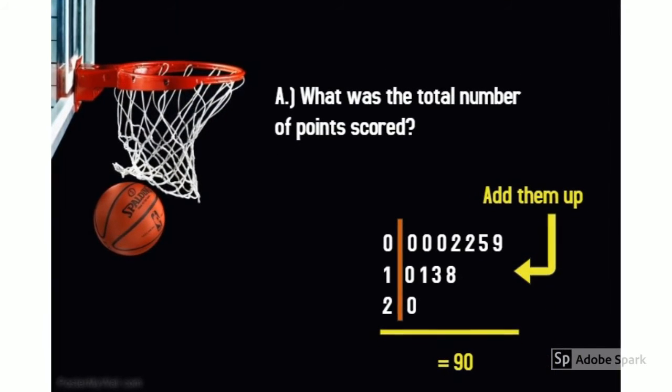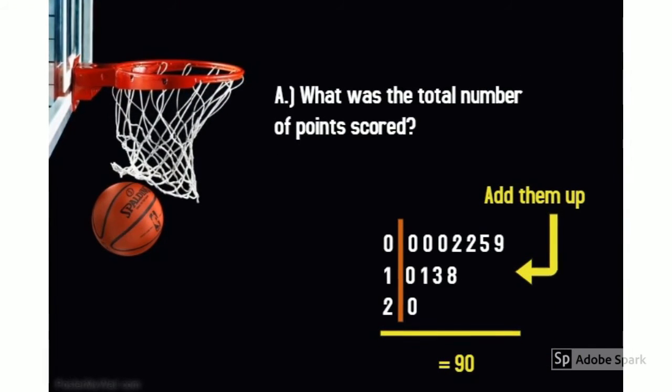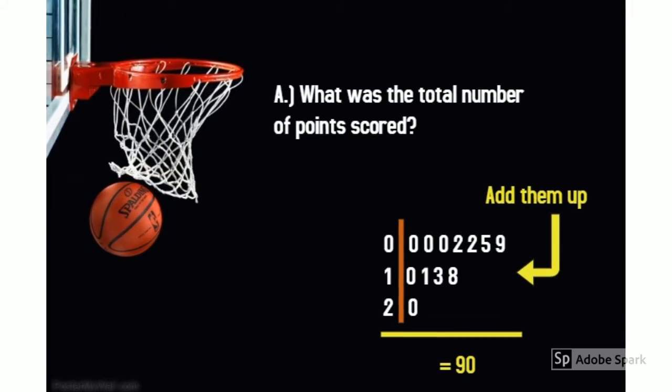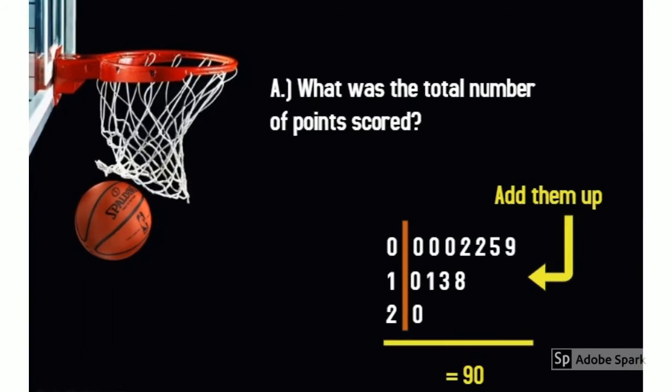Now that we have an organized stem plot, we're able to answer the first question, which is simply just adding up all of the numbers to get a total of 90 points scored.